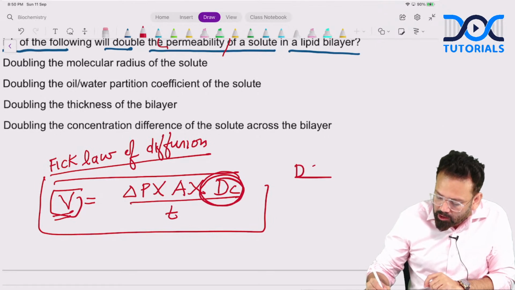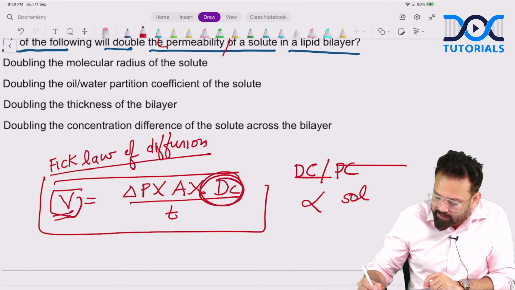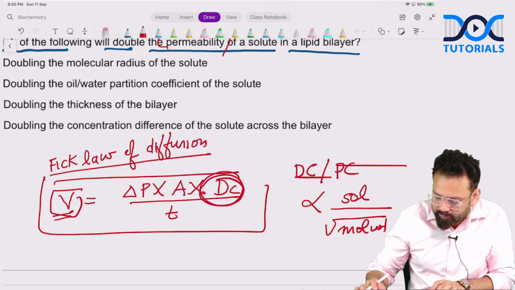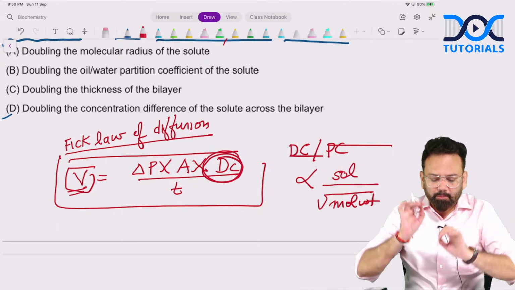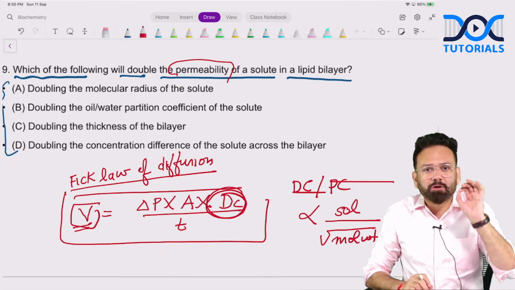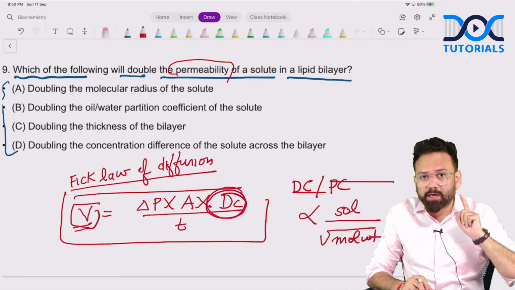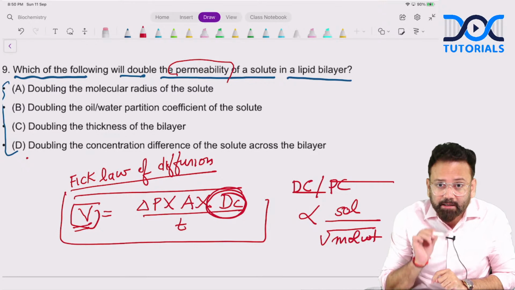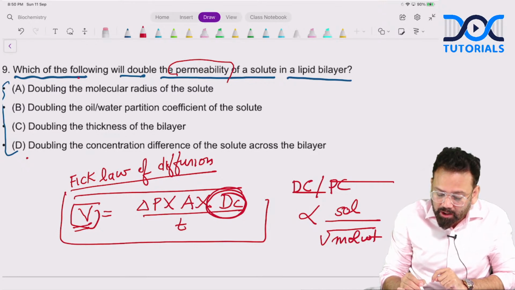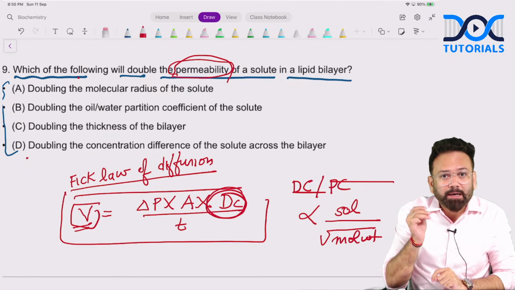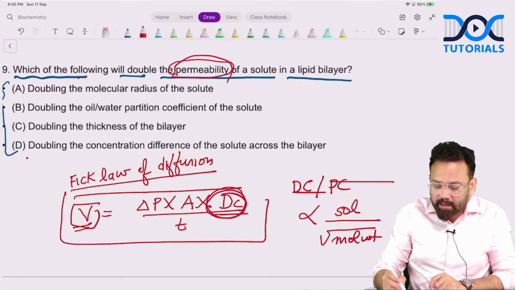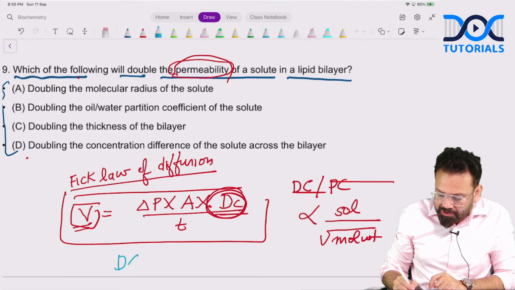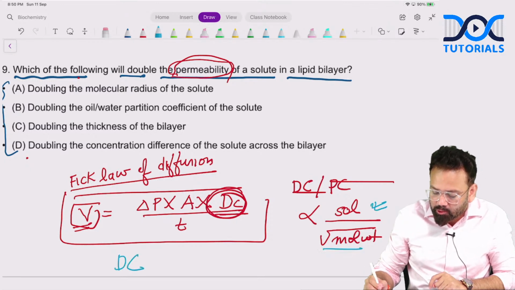Diffusion coefficient or permeability coefficient is proportional to the solubility of the gas upon the square root of molecular weight. Listen very carefully. This is a beautiful question. They are not asking about the rate of diffusion. If they had asked about the rate of diffusion, the answer would be D. You are correct. But listen very carefully. They are asking which of the following will double the permeability coefficient or diffusion coefficient. And what is the formula for the diffusion coefficient? Solubility upon the square root of molecular weight.